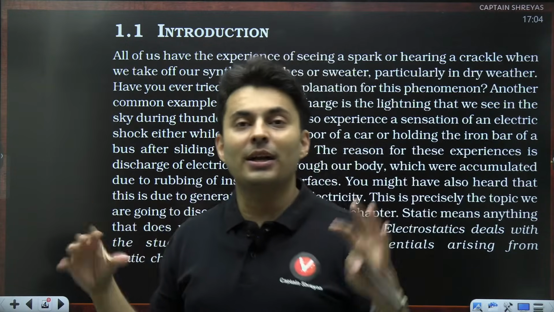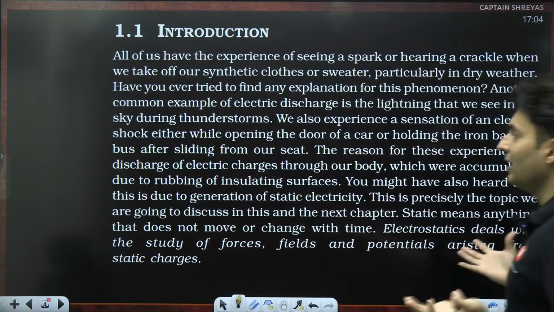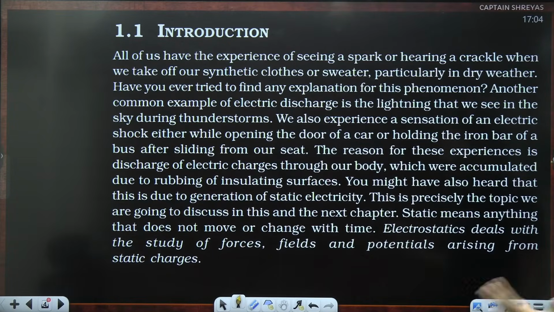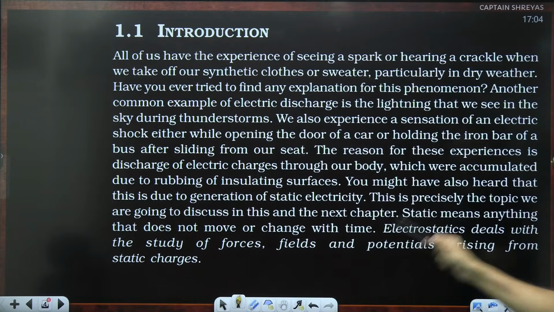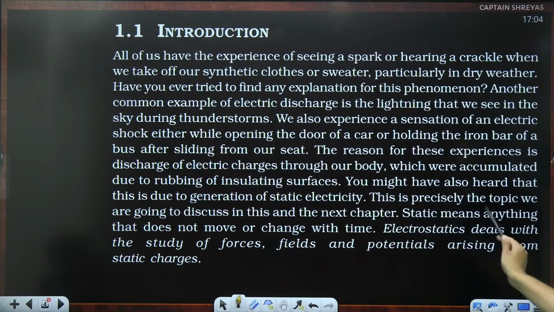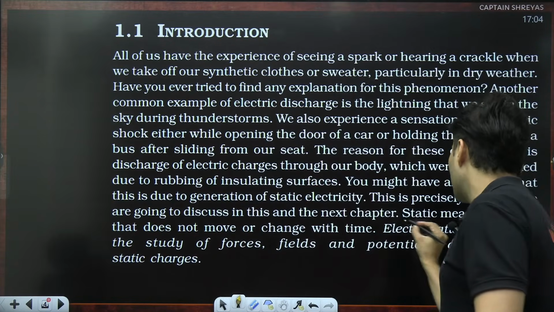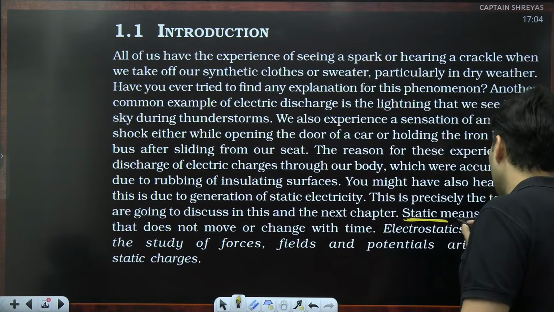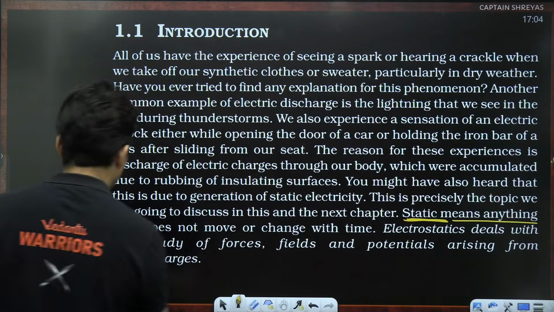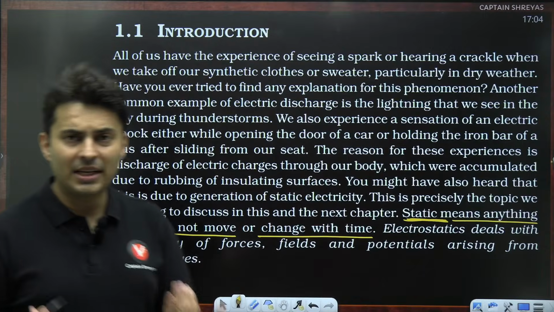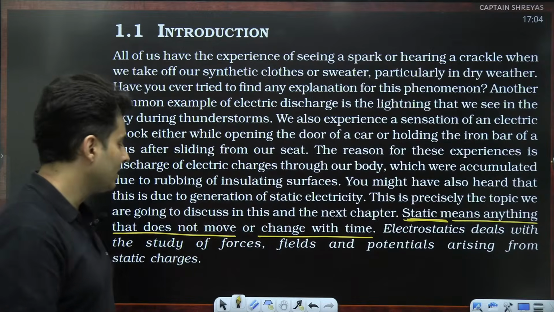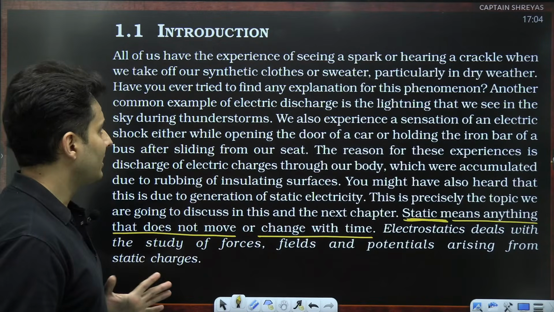All these are related to electrostatic charges, the charges which are there around us. Even lightning and thunderstorms involve electrical charges and forces. So you might have also heard this is due to generation of static electricity. This is the precise topic which we are going to discuss in this chapter. Static means anything that does not move, so this is a very important word over here. Static means anything which does not move or change with time. That is why the chapter's name is sometimes referred to as electrostatics.